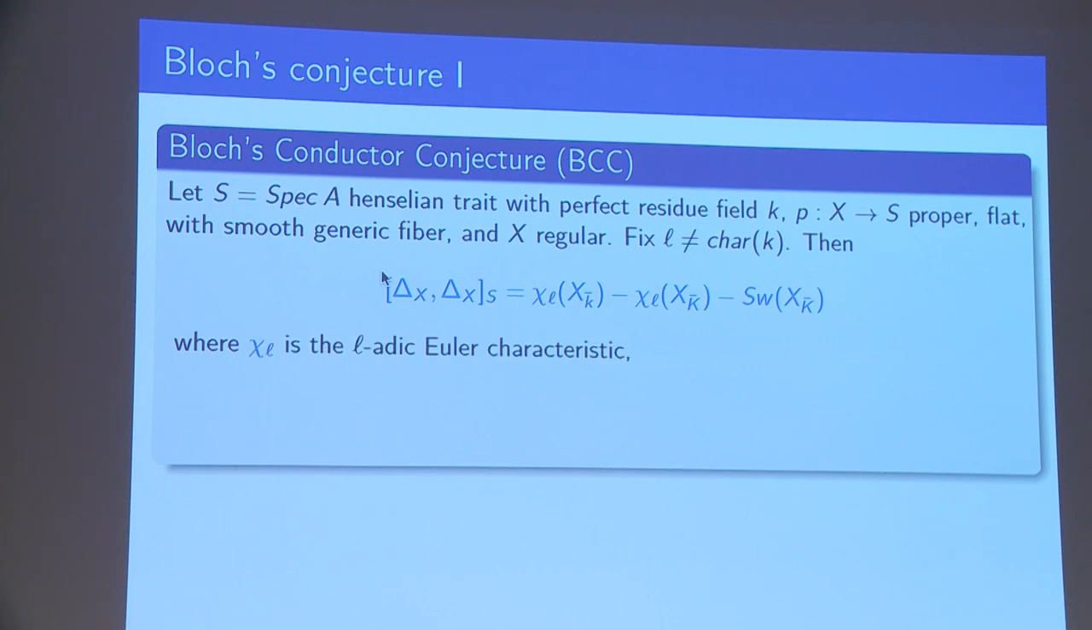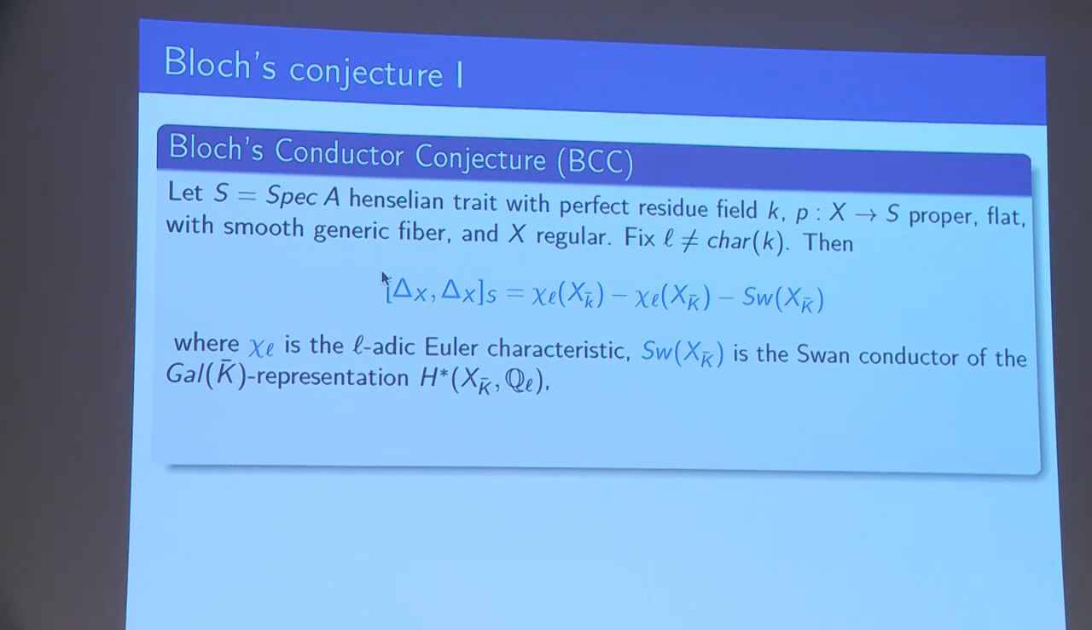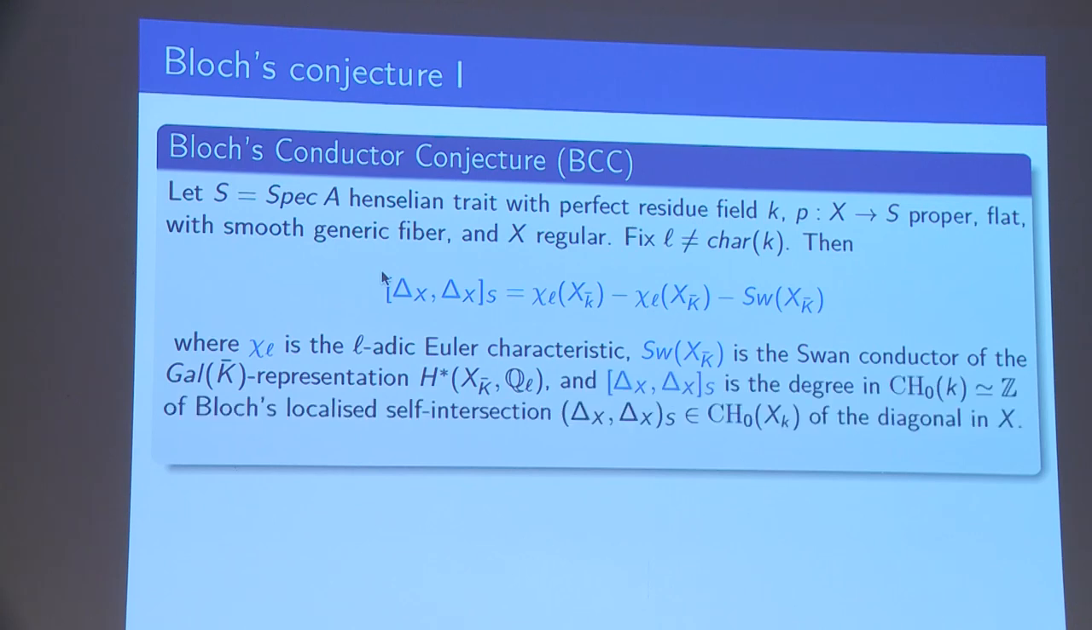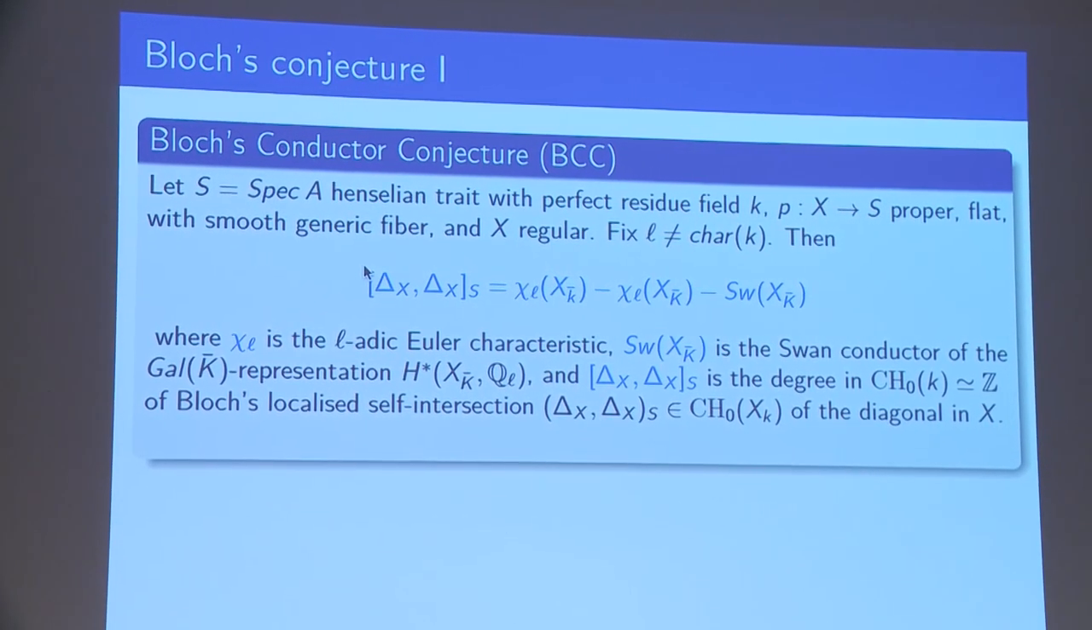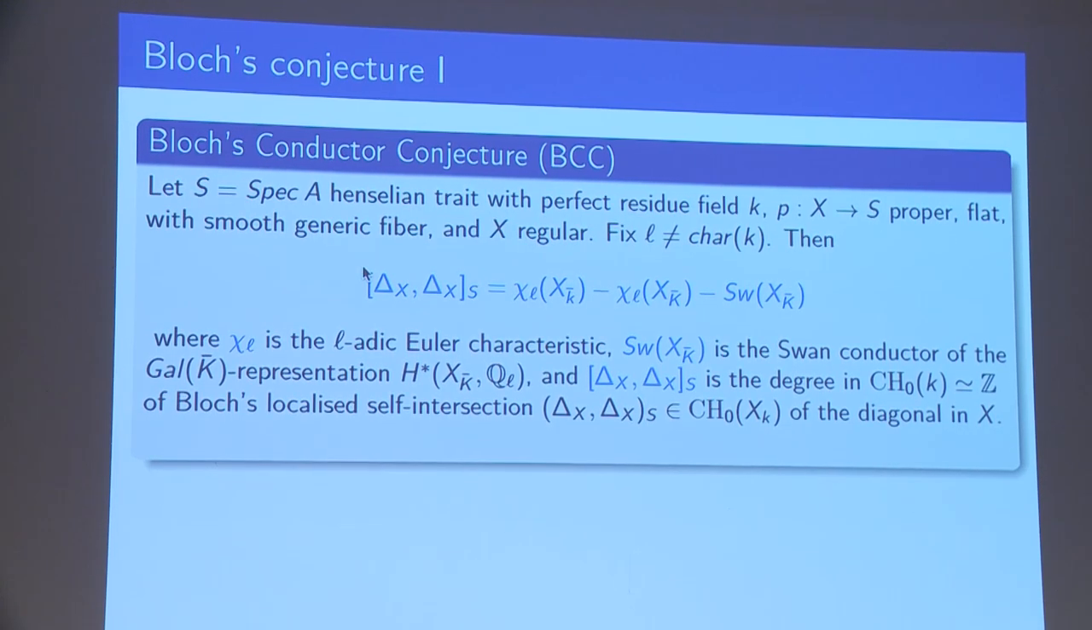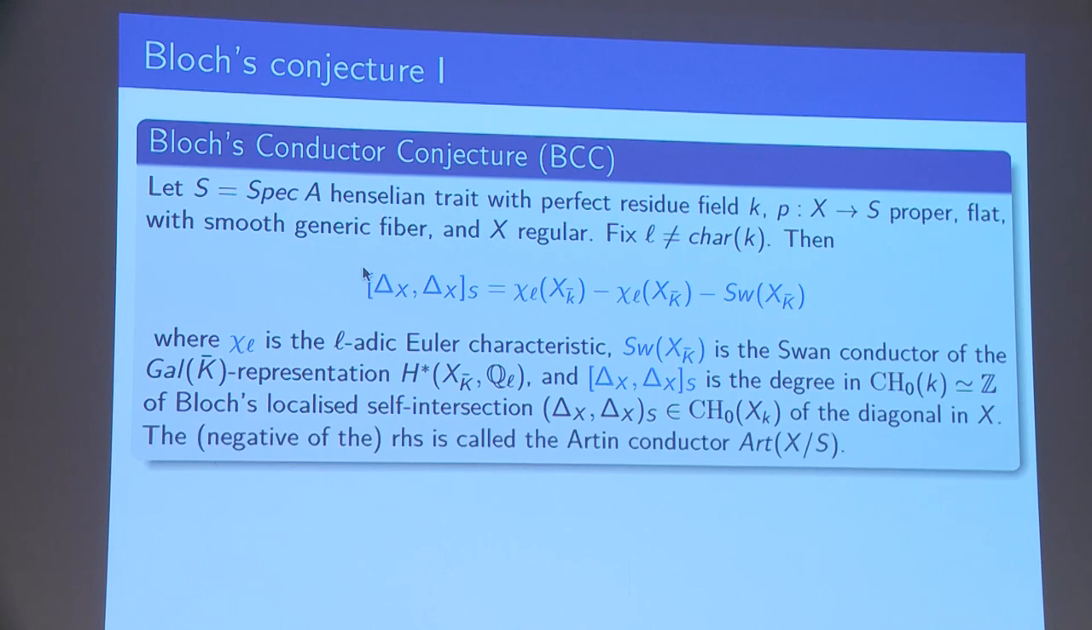So chi of l is the l-adic Euler characteristic, and Swan is the Swan conductor of the Galois representation given by l-adic homology, over k bar, K being the fraction field. And the left-hand side is the degree in the Chow zero of k, which is just Z, of Bloch's localized self-intersection of the diagonal. So the negative of the right-hand side, the different of the characteristic minus one conductor, is called the Artin conductor of X over S.